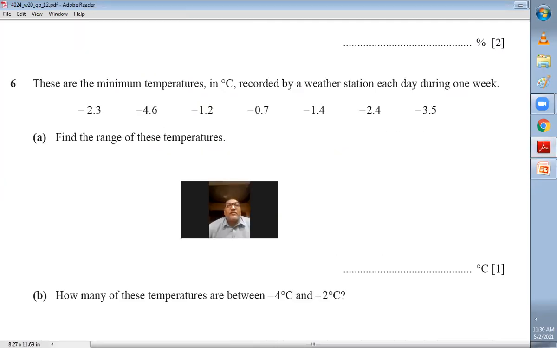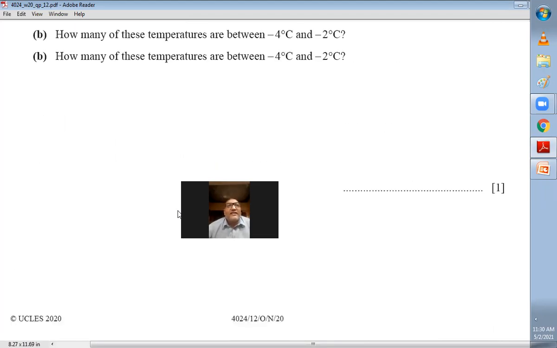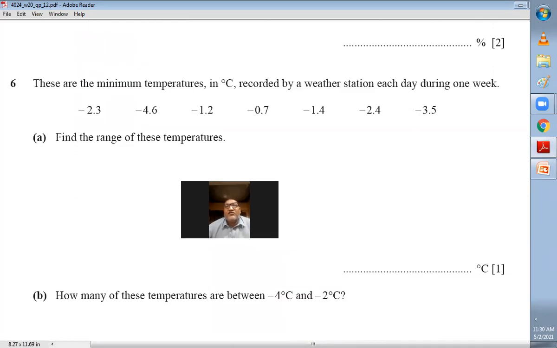Here we go. Question number 6. And question number 6 has 2 parts in it. Each part is 1 mark. He says these are the minimum temperatures in degrees centigrade recorded by a weather station each day during 1 week. So you have different temperatures. All of the temperatures are negative: minus 2.3, minus 4.6, minus 1.2, minus 0.7, minus 1.4, minus 2.4, minus 3.5. Find the range of these temperatures. The range of the temperature means the maximum temperature minus the minimum temperature. The maximum temperature here is minus 0.7 and the minimum temperature is minus 4.6. So from maximum subtract the minimum temperature, you will get the range of these temperatures.